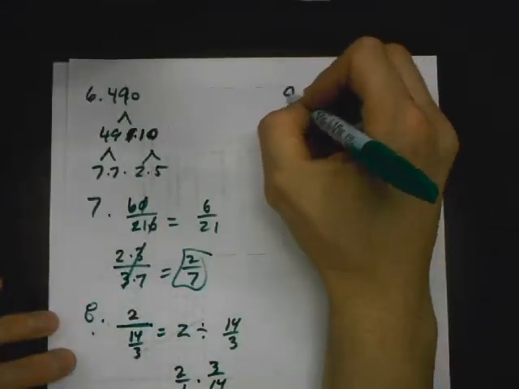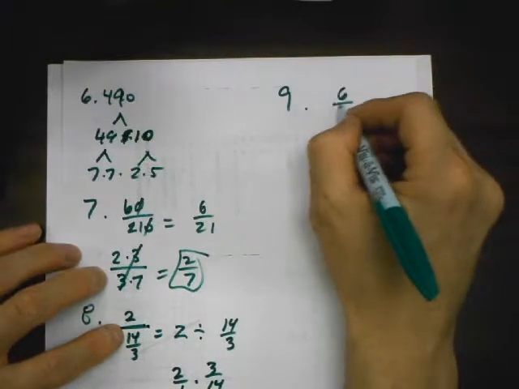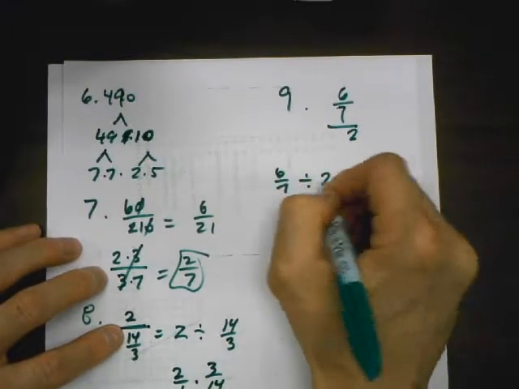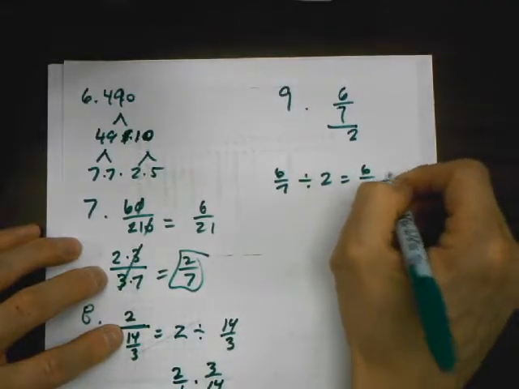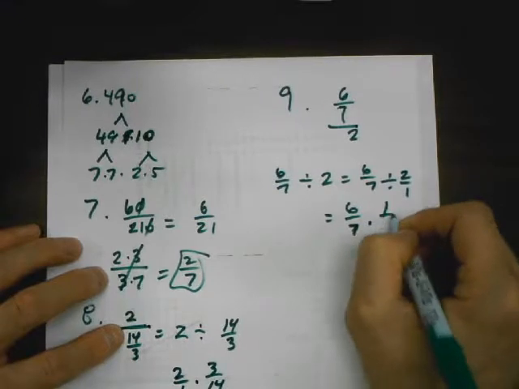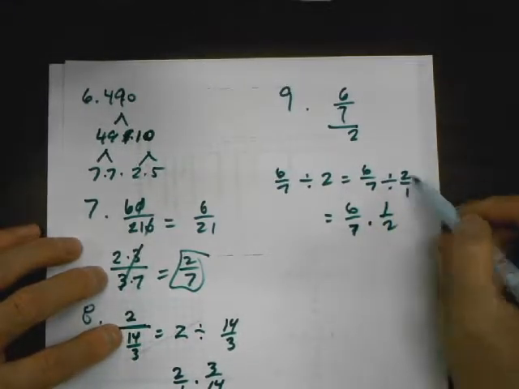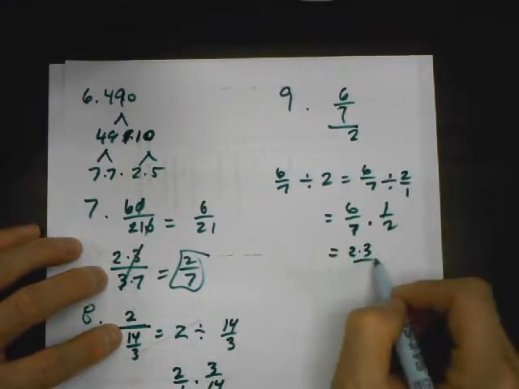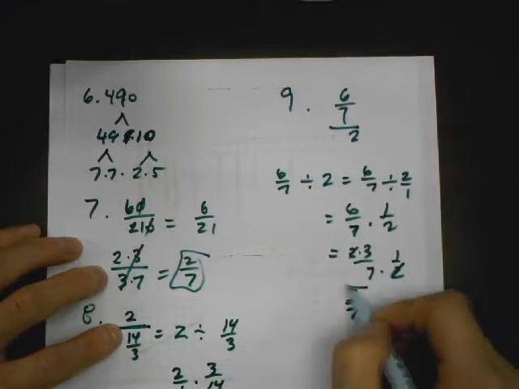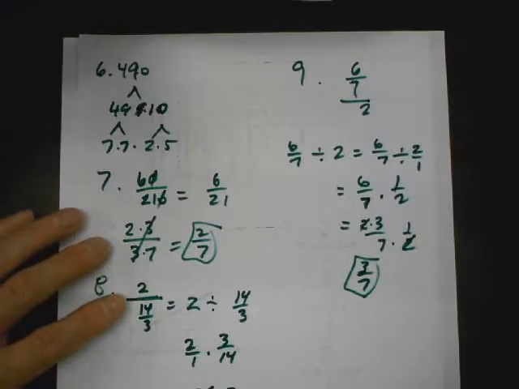Number 9. We're going to simplify 6 sevenths divided by 2. 6 sevenths divided by 2 means 6 sevenths divided by 2 over 1. I'm going to make that into a multiplication problem by multiplying by the reciprocal of this second one over here. Then I do my factor trees, and I cross out my 1's. And that means my answer will be reduced already, 3 sevenths. Problem number 10.